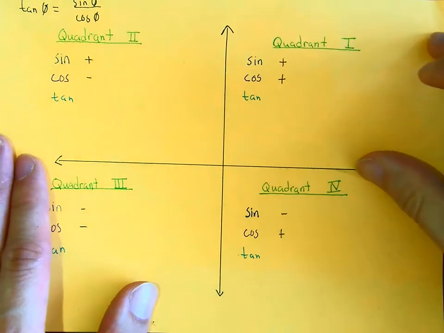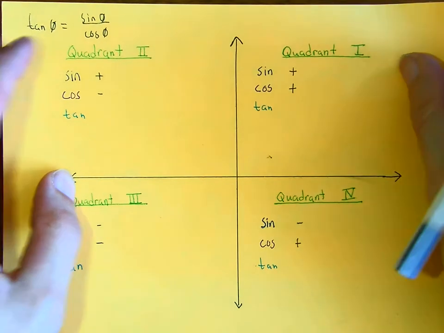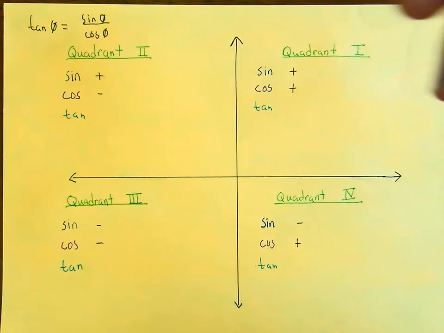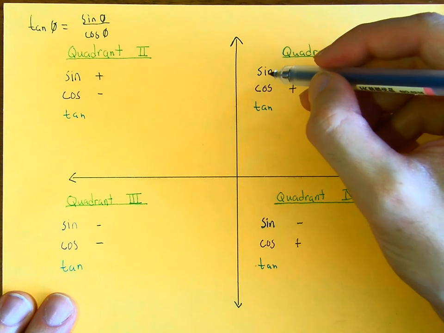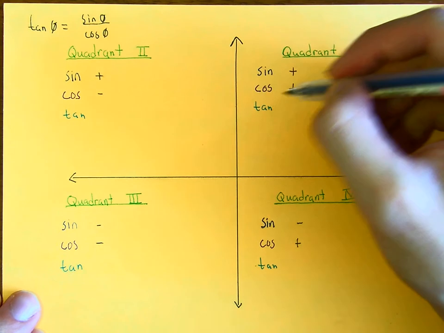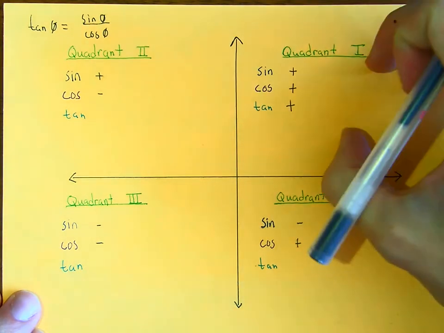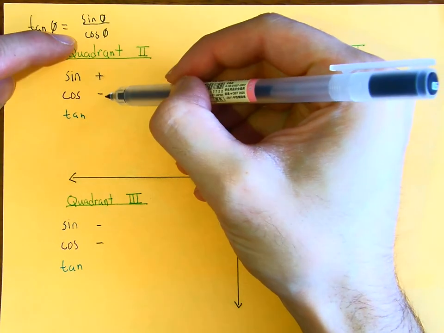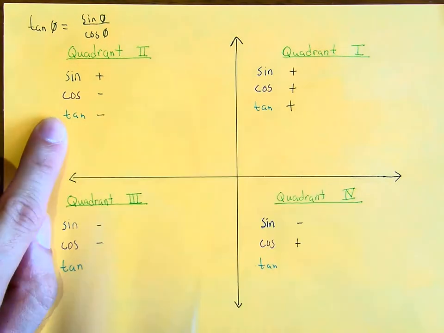Now, why does this help us? Okay, we're almost done. Notice tangent theta is sine of theta over cosine theta. So look, sine of theta over cosine theta. What is a positive divided by a positive? Positive. So tangent theta has to be positive in quadrant 1. What about here? What's a positive divided by a negative? It's negative. So tangent is negative in quadrant 2.